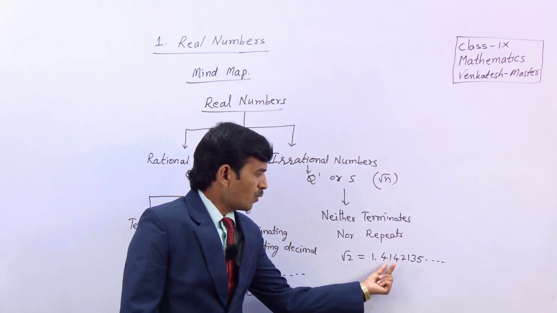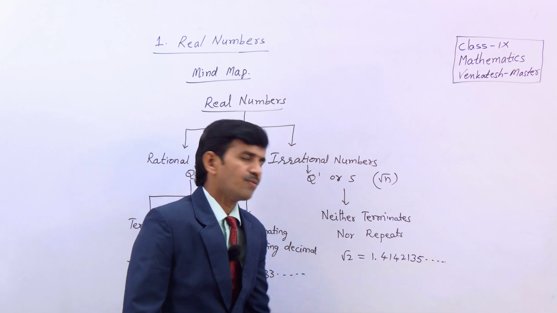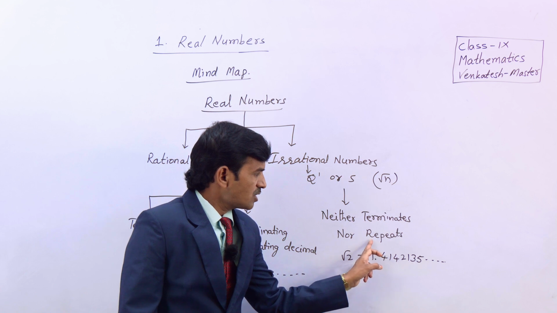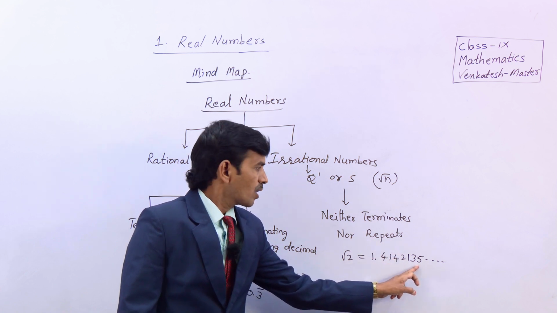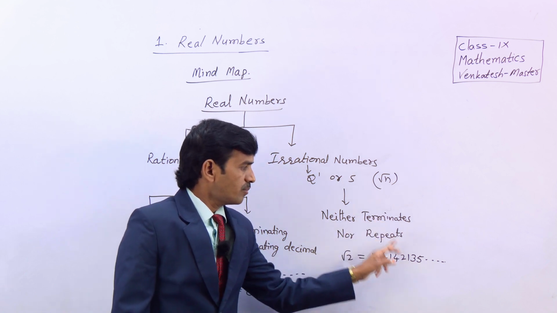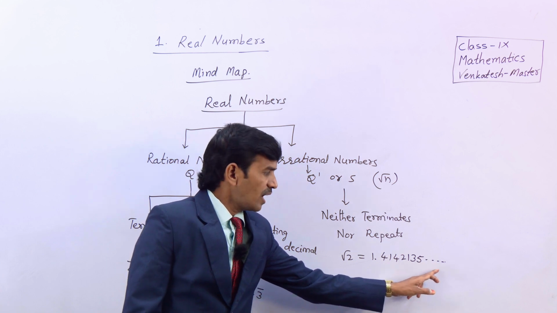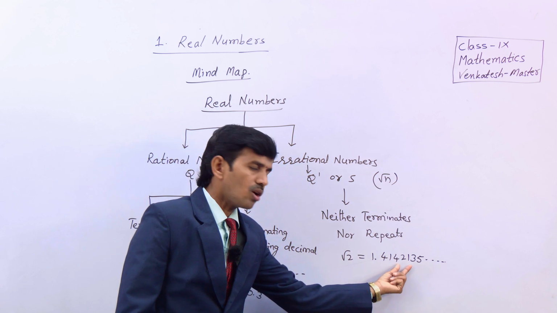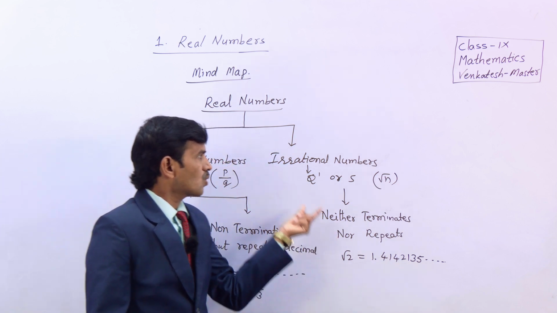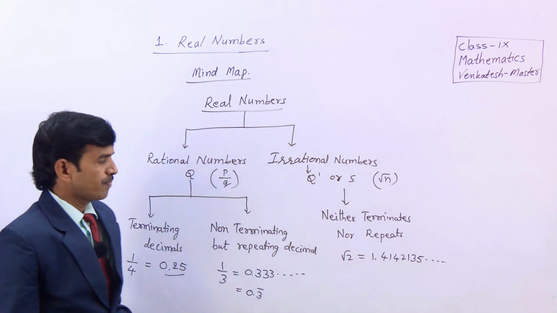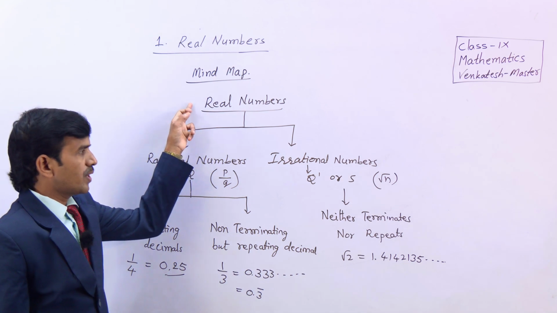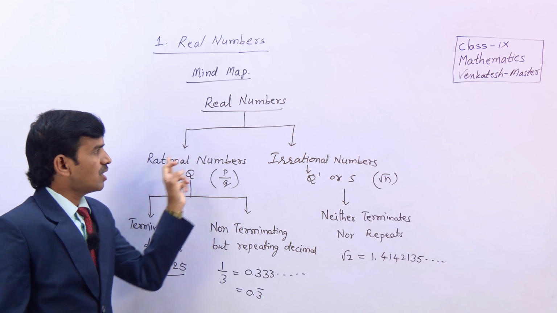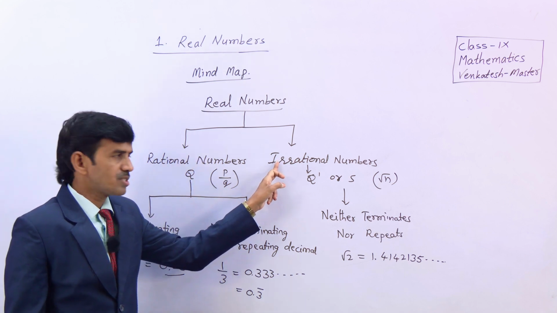Here if you observe the value of root 2, 1.4142135. Here there is no certain pattern, no proper repetition, and it doesn't end with a fixed number of digits, hence it is neither terminating nor repeating. Such kind of numbers is called what? Irrational numbers. So finally, real numbers are the union of two types of sets. One is rational numbers, the other is irrational numbers.